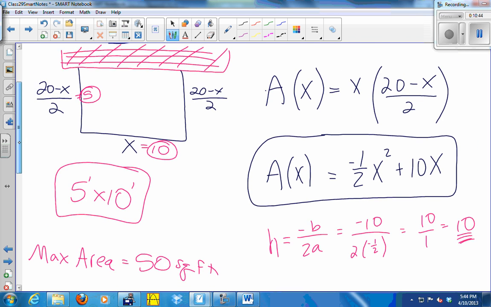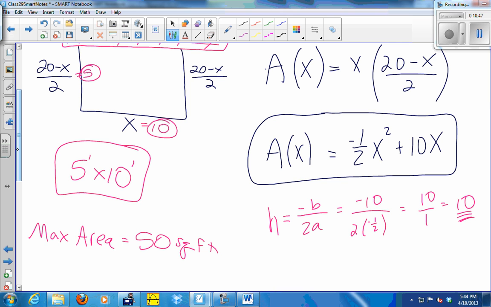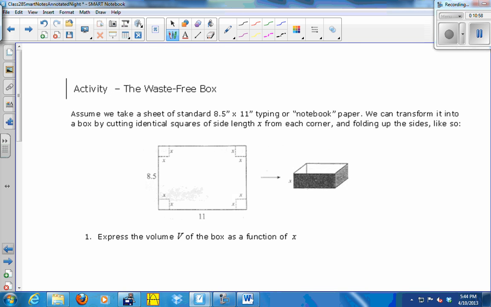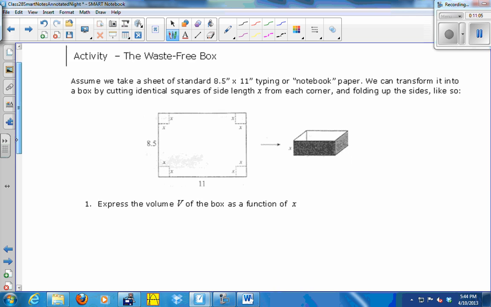Okay, so that's sort of a typical modeling problem. Another one might be the box problem that we just skipped. I'll give you a couple minutes to do that later, but the waste-free box would be another typical one. Actually, let's just do the beginning of it together. Say you have a standard sheet of 8.5 by 11 typing or notebook paper. We can make it into a box if we cut squares out of the corners.